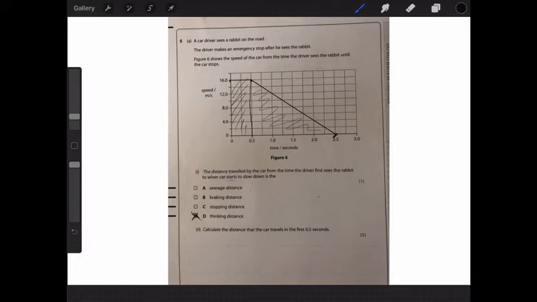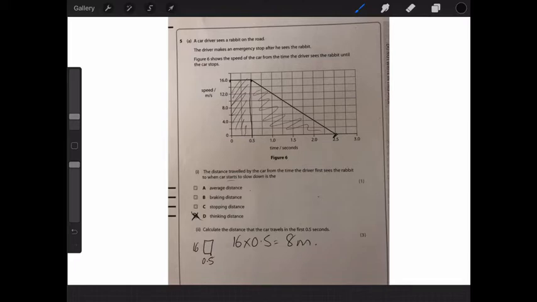To calculate that distance, if you're going for the pure core knowledge area under the graph, then you have got a rectangle shape here that's 16 high by 0.5 across. So you do 16 times 0.5, which gives you 8 metres.